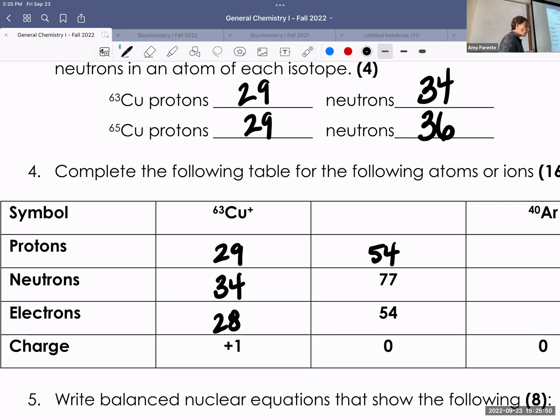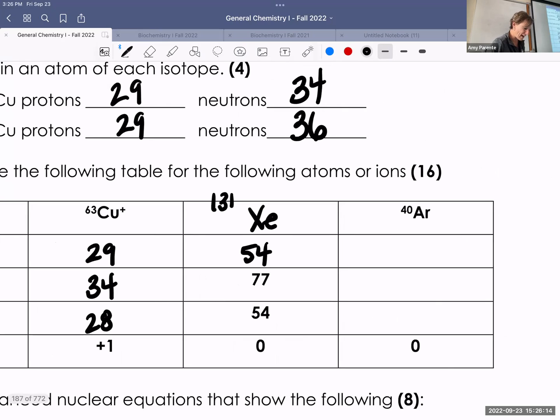All right, now I would look up on the periodic table and I'd see atomic number 54 is going to be xenon. And then to get the mass number, I'm going to add protons and neutrons together. So 54 plus 77 is going to be 131. Everybody good?